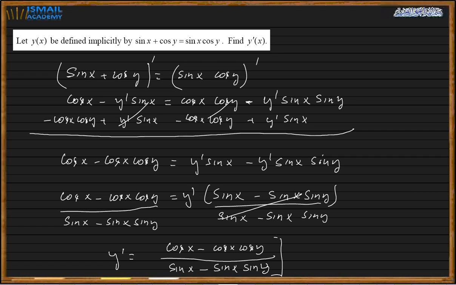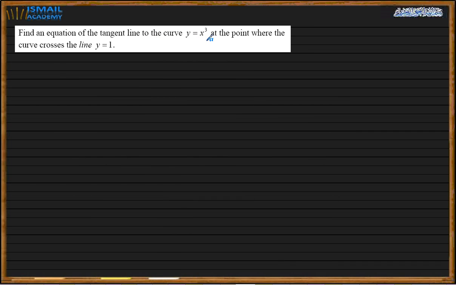The next question. Find the equation of the tangent line to the curve y equals x cubed at the point where the curve crosses the line y equals 1. We know that the curve crosses the line. That means there's an intersection between the curve and that line. When there's an intersection, they have a common point they share together, which means the y of that point is the same as that y.